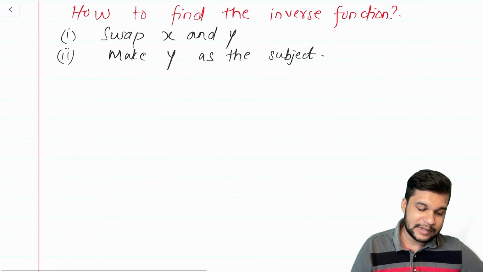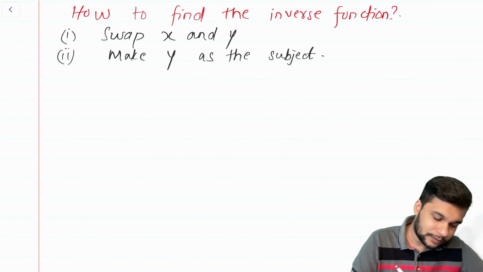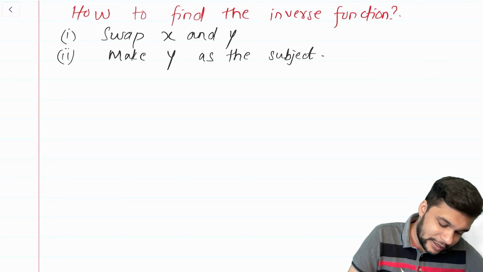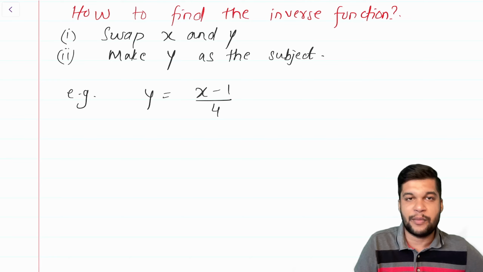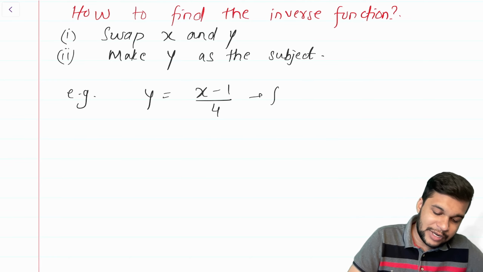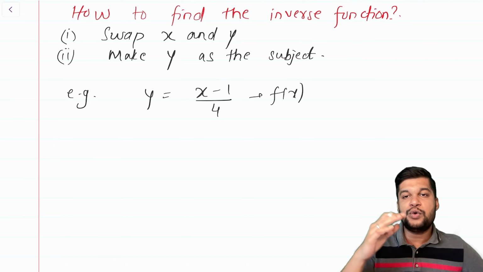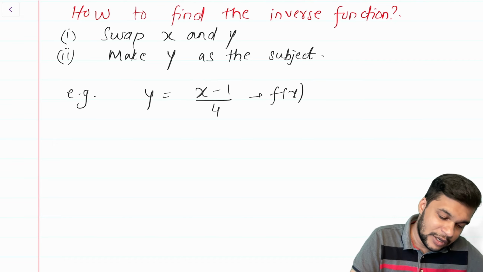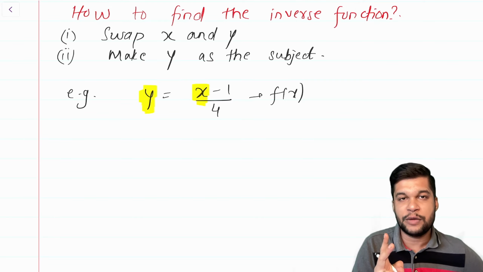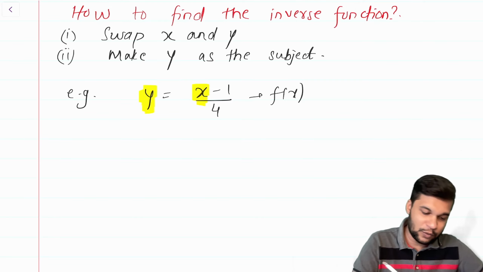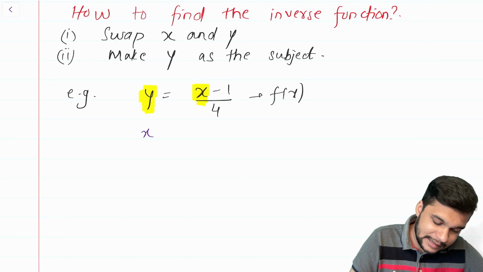I'll give you some examples. Okay. Let's say you have y equal to (x minus 1) upon 4. Let's say this is your function f(x). How to find the inverse? Step number one, you swap x and y. You replace y with x, and you replace x with y. So this becomes x equal to (y minus 1) divided by 4.